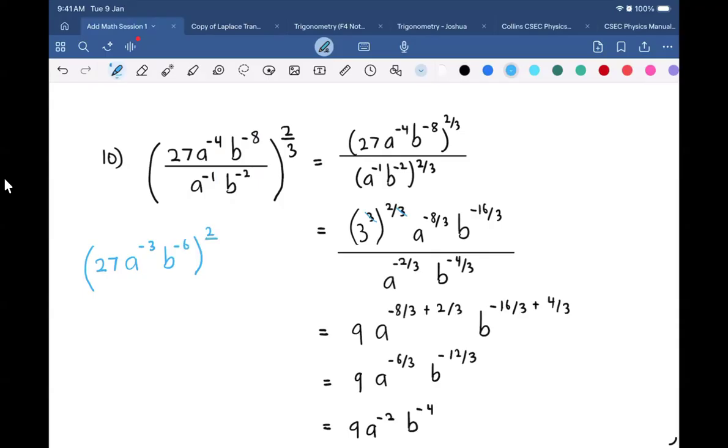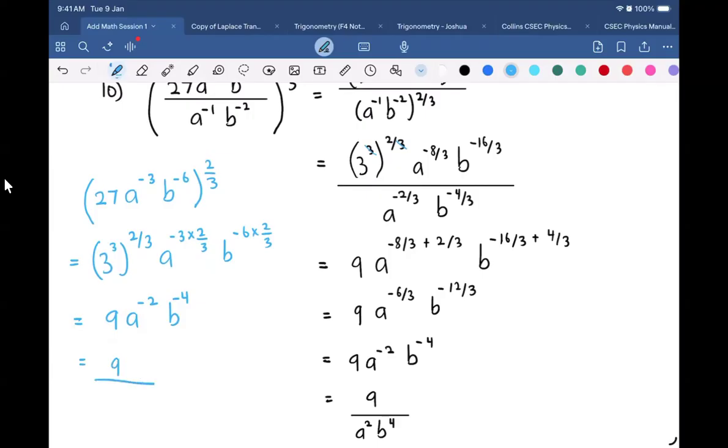You can already see that it's going to be a lot easier because you're going to end up with 27, which is 3 to the power 3, to the power 2 over 3, a to the power minus 3 multiplied by 2 over 3, b to the power minus 6 multiplied by 2 over 3. So you're going to end up with 9, 9a to the power minus 2, and b, 3 into minus 6 is minus 2, minus 2 by 2 is minus 4.